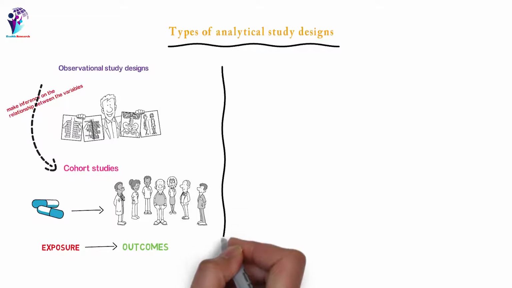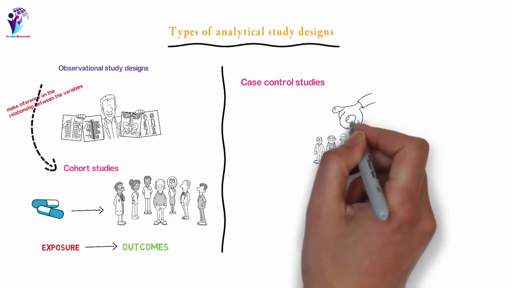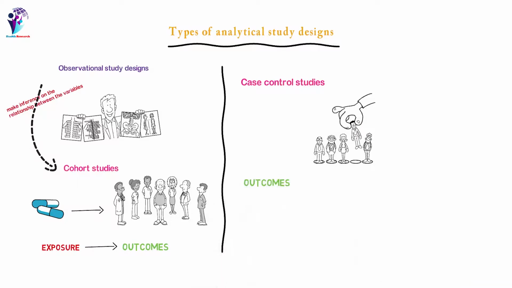Second is case control studies. Case control studies are observational studies in which the researchers select diseased persons and explore exposure status. In case control studies, the researcher moves from outcome to exposure.